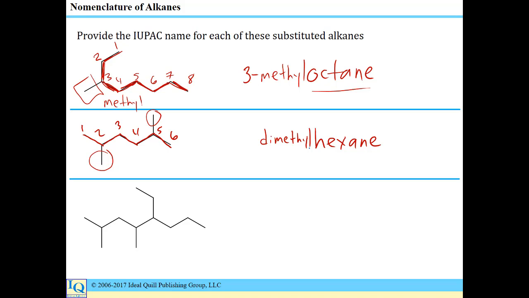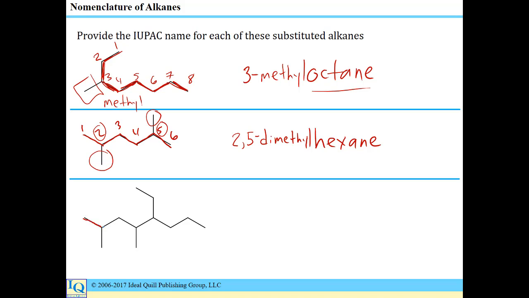Now at which positions are those 2 methyl groups? There are positions 2 and 5. So you say 2, you need a comma so they don't think it's 25, so 2,5. And you always have a dash between a numeral and a letter in these names. So the correct name for this is 2,5-dimethylhexane.